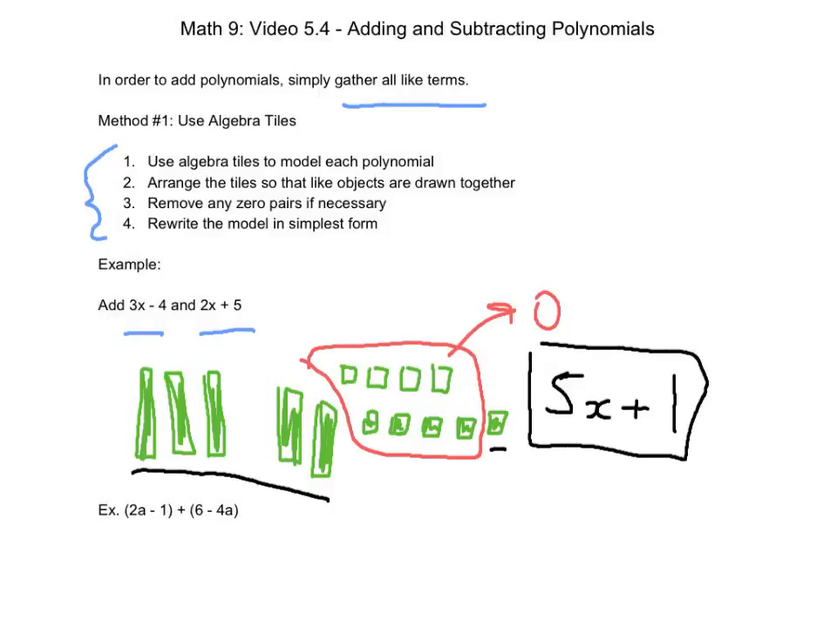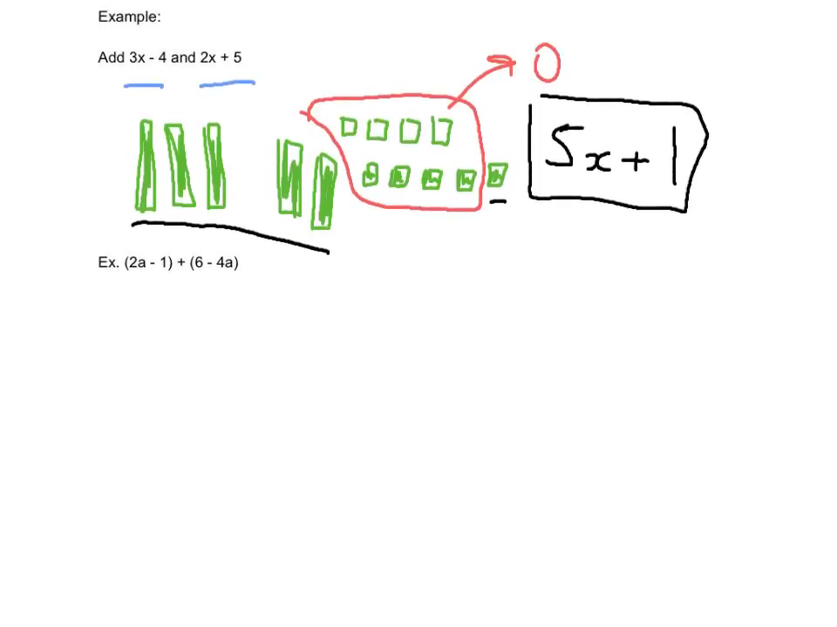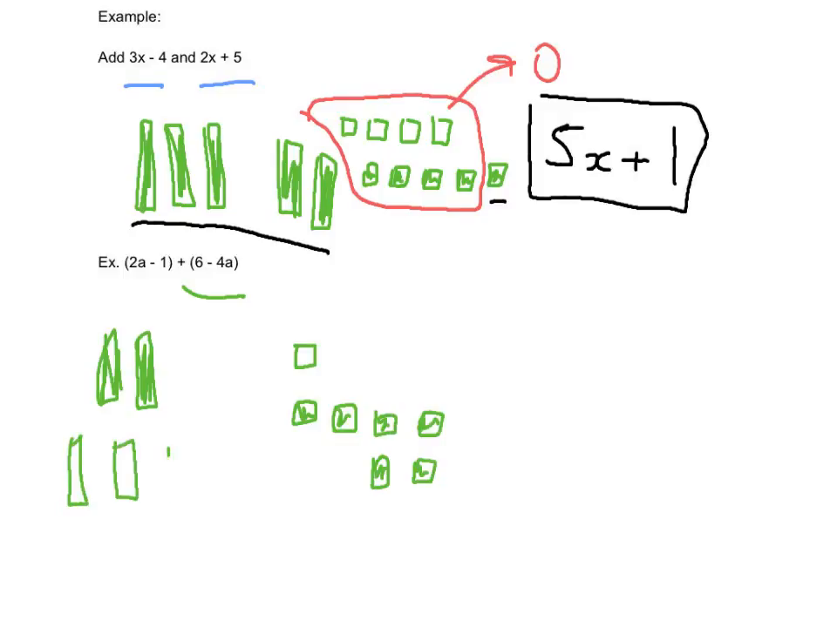Okay, we'll do another example. I'm showing the same thing. So this time we've got 2a minus 1 and 6, so that's positive 6, 3, 4, 5, and 6. 6 minus 4a means there's negative 4 of the variables.